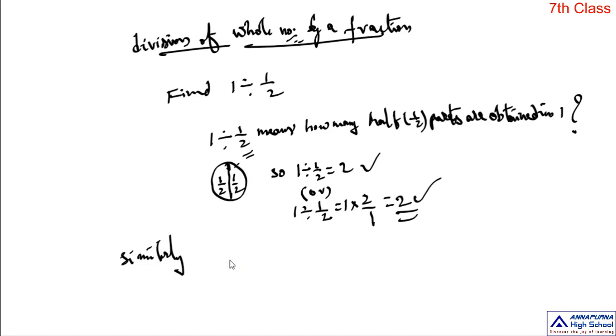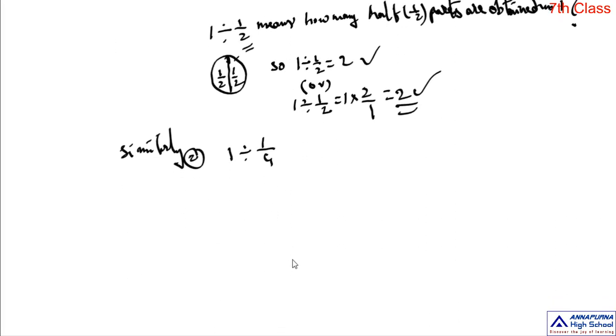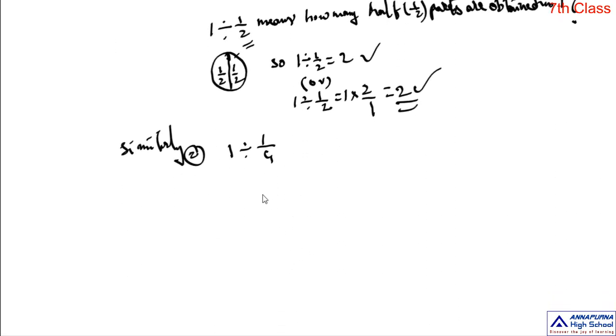Similarly, suppose you divide the same whole 1 by 1 by 4. This is the second problem. If you divide 1 by 1 by 4, how many 1 by 4 parts are obtained in 1? So draw the same figure. Whole means draw one circle and divide this circle into 4 equal parts. Each part represents 1 by 4.